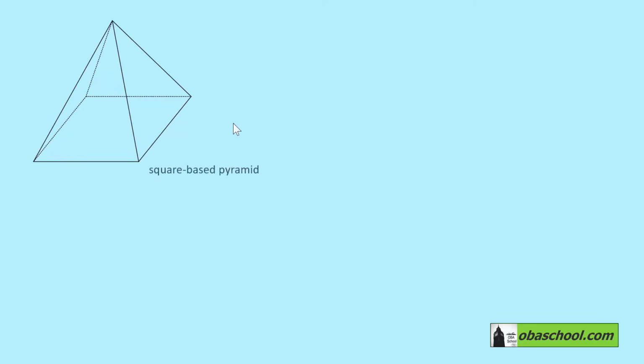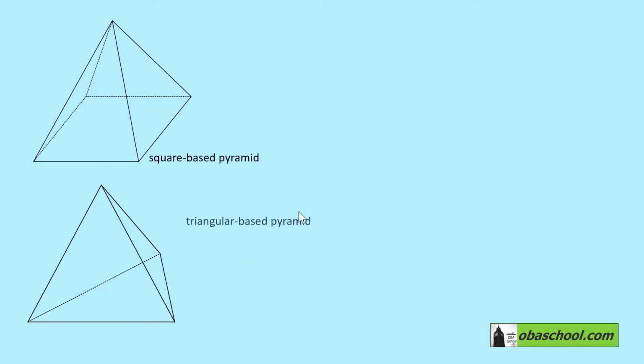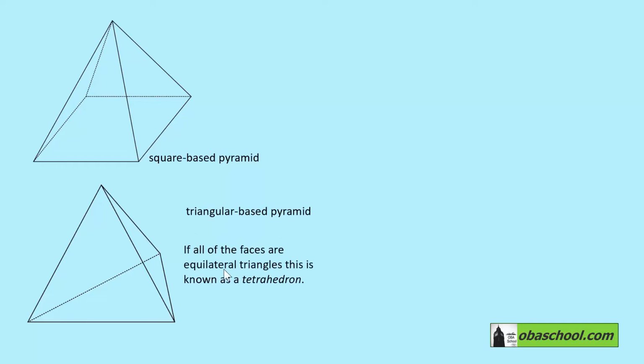This is a square-based pyramid. The base is a square and then we taper to a point. So unlike a prism, it tapers to a point rather than having the same square all the way through the shape. This is a triangular-based pyramid. If all the faces are equilateral triangles, this is known as a tetrahedron.